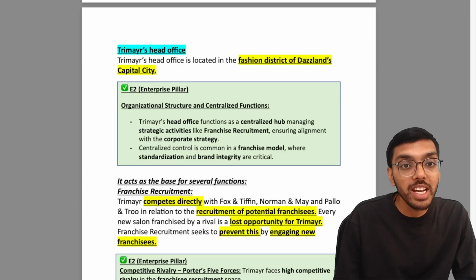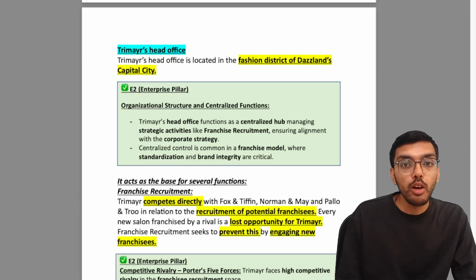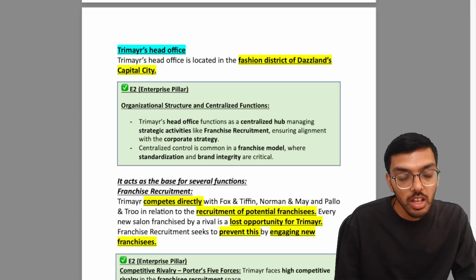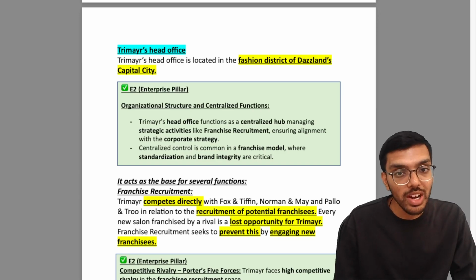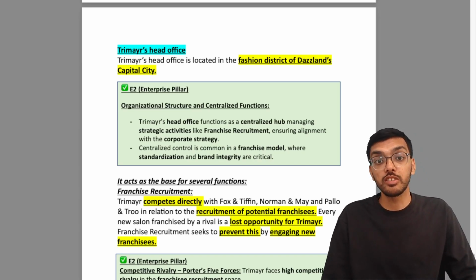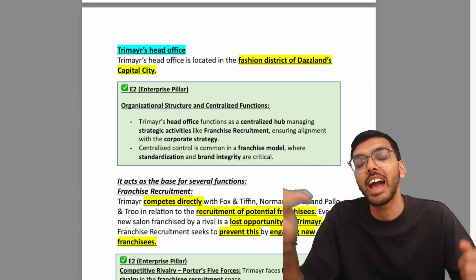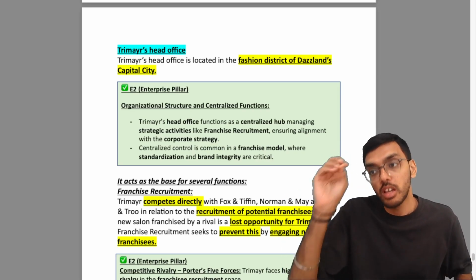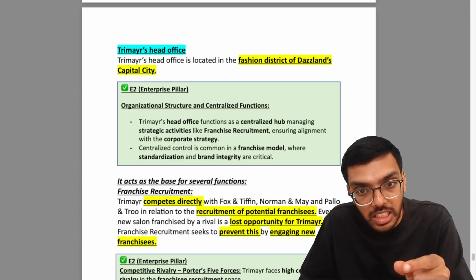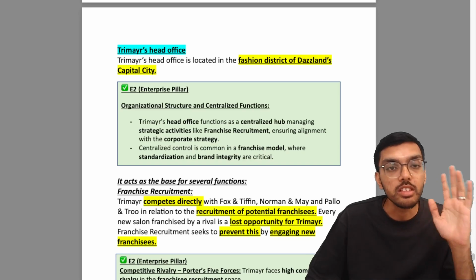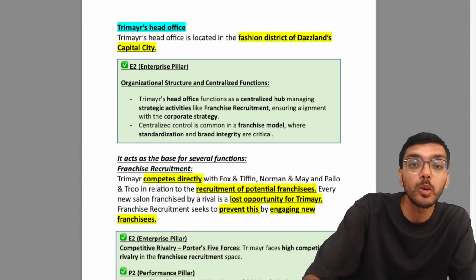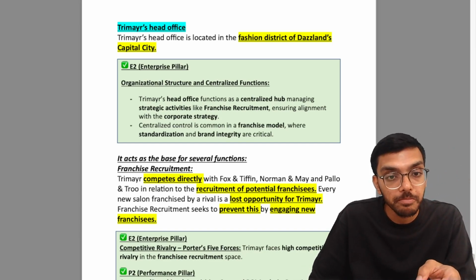Next, we are speaking about Trimayr's head office now. Now the head office is located in the fashion district of Dazzland's capital city. Again, we know that we have a centralized hub, which is this head office, and then the centralized model is used for franchisees, but it's decentralized as well, because at the franchise level they can make their own decisions. Brand integrity is critical for the business. You need to remember this. The truthfulness of the brand should showcase in every salon, so tight controls are important.